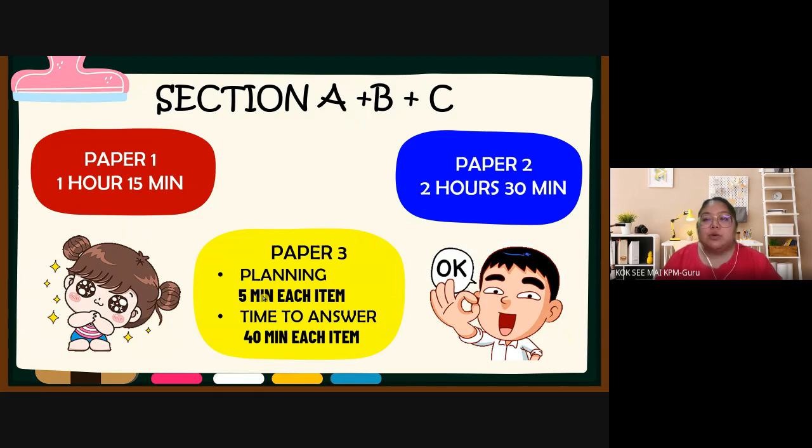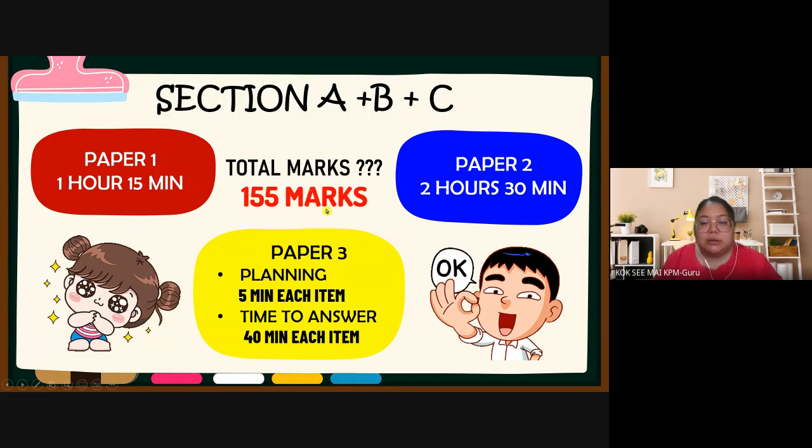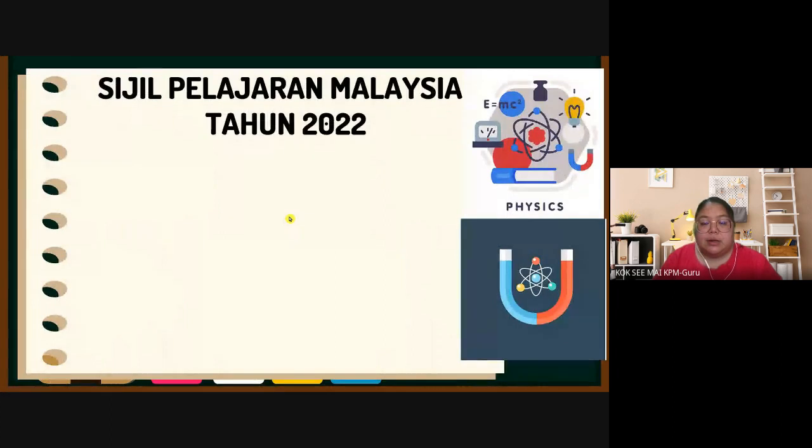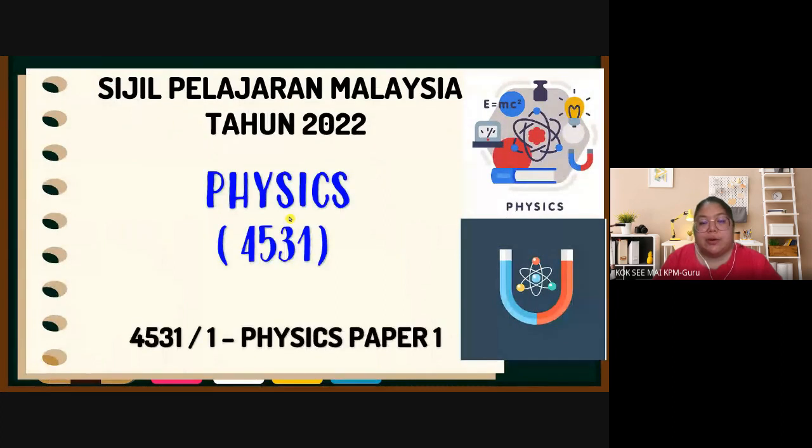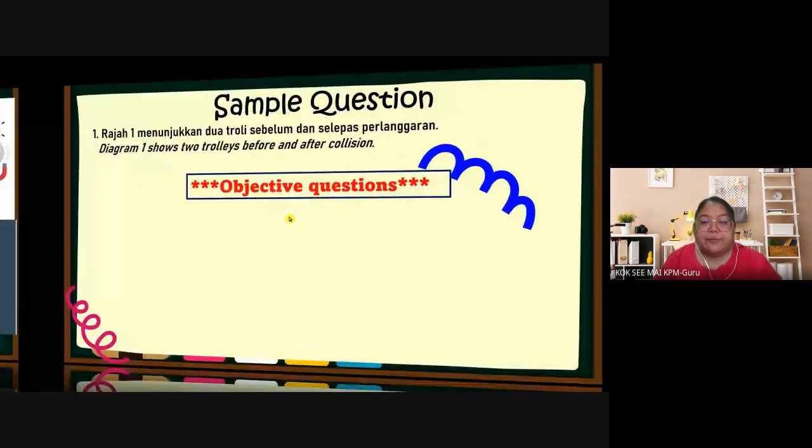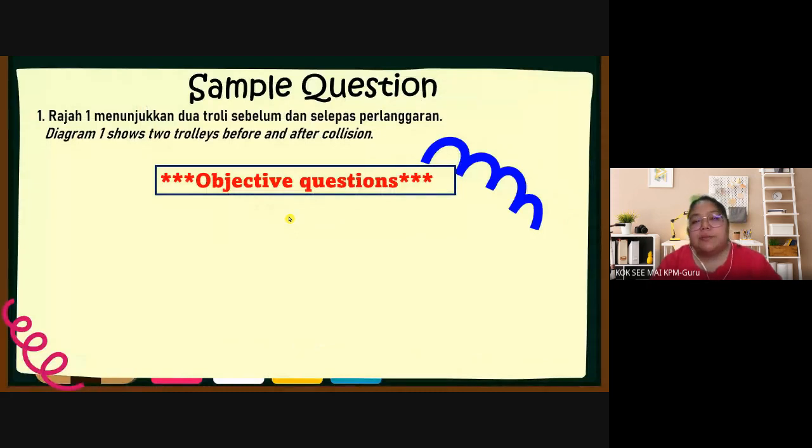OK, paper 2, 2 hours 30 minutes. OK, now we look at the total mark, which is 155. Now we're going to see objective paper 1. Objective paper 1, everybody knows you choose A, B, C, D. We have 3 different kinds of objective patterns that will come out.